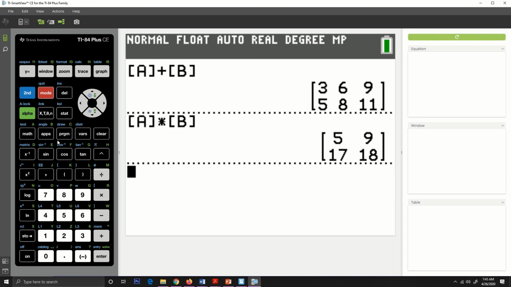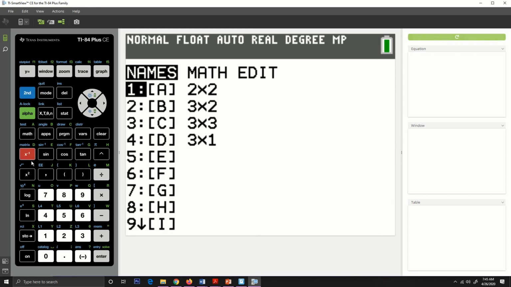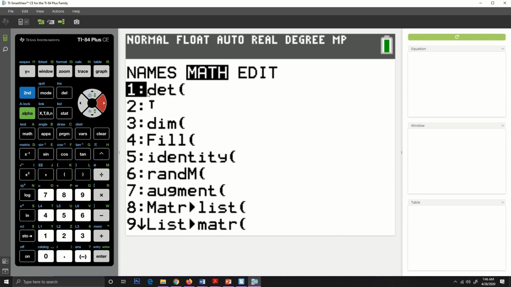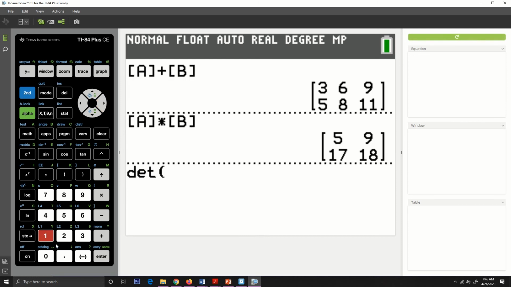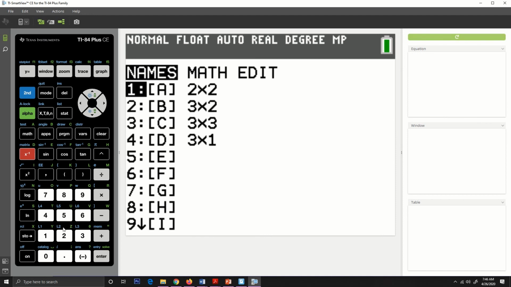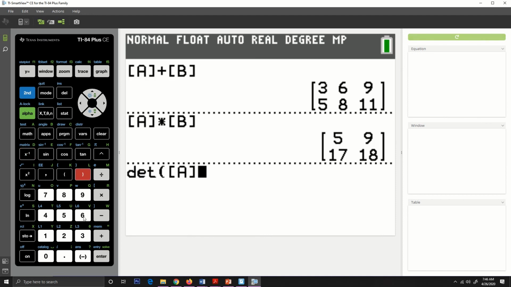Now we're going to do the operation. We're going to hit second, then that matrix button, and go over to math. The first operation under the math tab is going to be the determinant. So we're going to hit 1. And we've got to tell it what matrix to do the determinant upon. So we're going to go second, hit matrix, stay in names, and hit 1 for A. That's where we put the data. We're going to hit enter, and we get that -1.